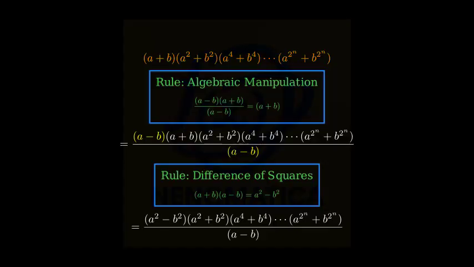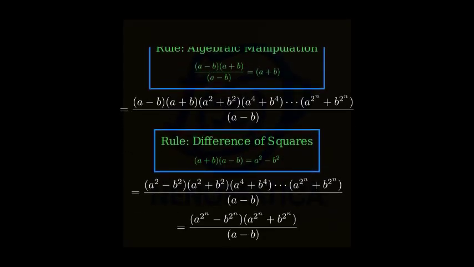Following the algorithm shown in the input, we'll continue applying the difference of squares identity. We've shown the first few steps, and the process continues in the same way. Let's skip ahead to the later steps in the algorithm, where we have (a^(2n) − b^(2n))(a^(2n) + b^(2n)), all divided by (a − b). Next, we apply the difference of squares identity again to the remaining terms.